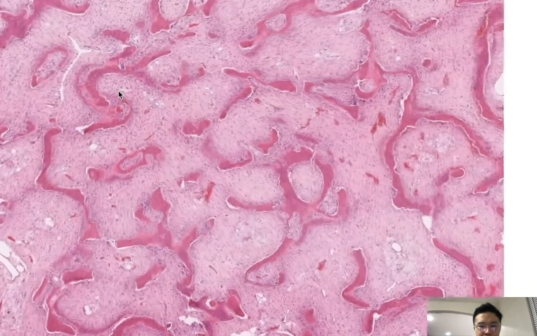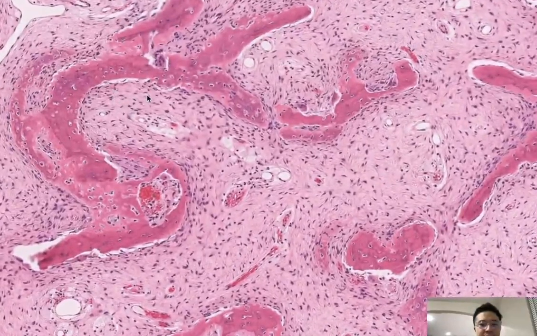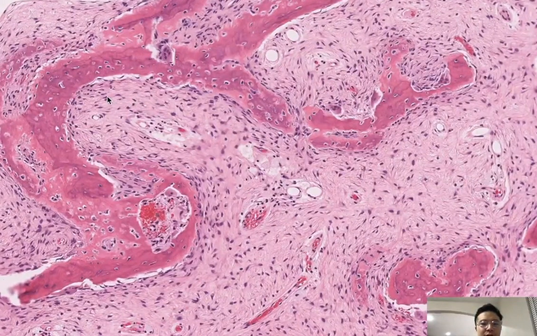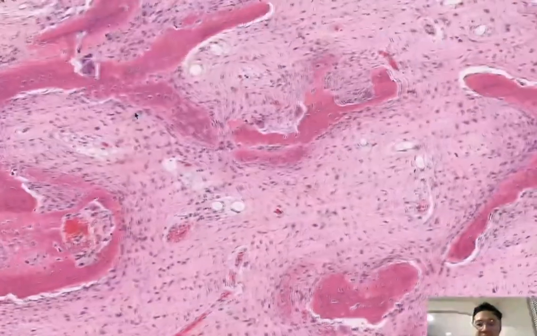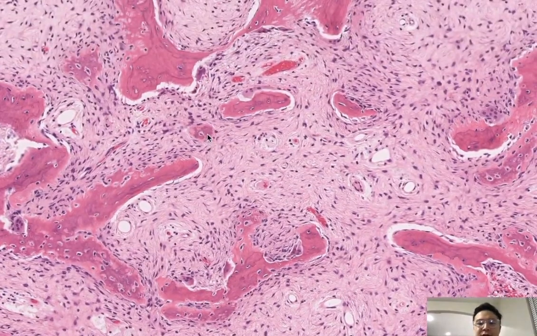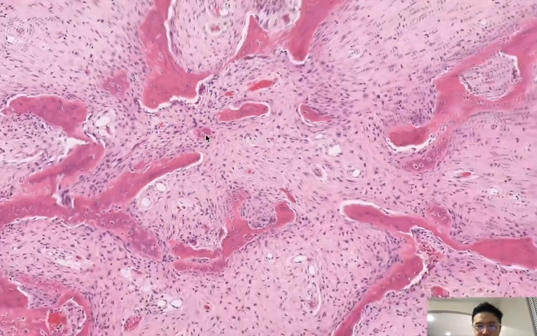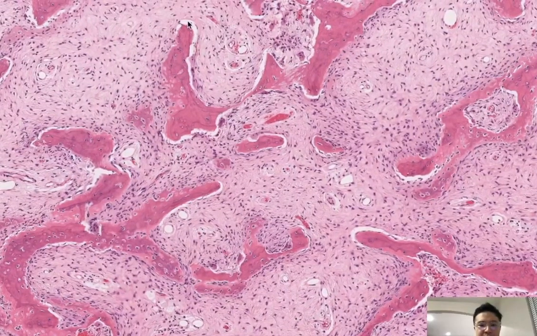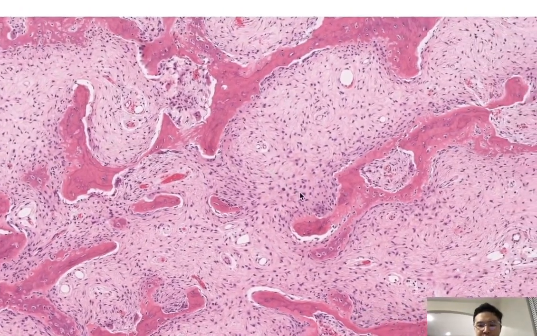Let's zoom in closer. You see that these fibrous cells are bland. They're not enlarged, there's no pleomorphism, there's no mitotic figures. And in the interface between the trabeculae and the fibrous stroma, there's not a lot of osteoblastic rimming. That's something you want to look out for, because if that happens, then that's suggestive of osteofibrous dysplasia. And because we don't have those osteoblasts, this is just fibrous dysplasia.